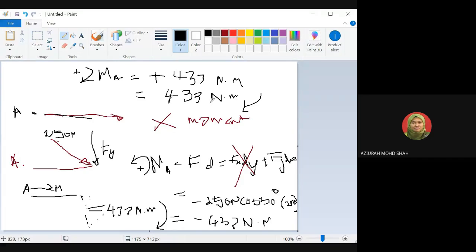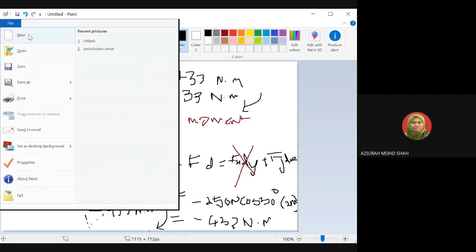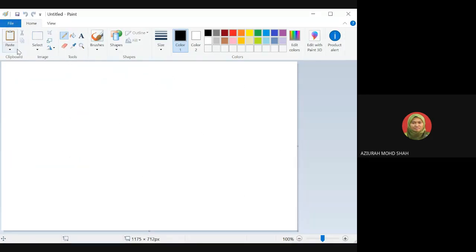Okay, now let's say we want to use the cross product. We want to use the vector product. Okay, we already have the answer, 433 Newton meter. So with the vector product or cross product, we use the formula moment equals R cross F.